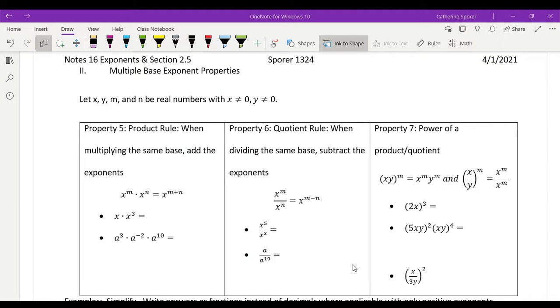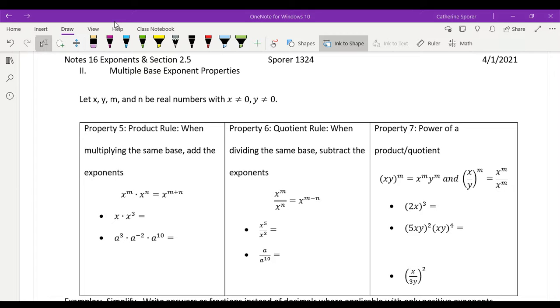For the multiple base exponent properties, we're going to let x, y, m, and n be real numbers with x and y different from 0. Property 5 is the product rule, so when you multiply the same base, you can add the exponents. So x to the m times x to the n is x to the m plus n.